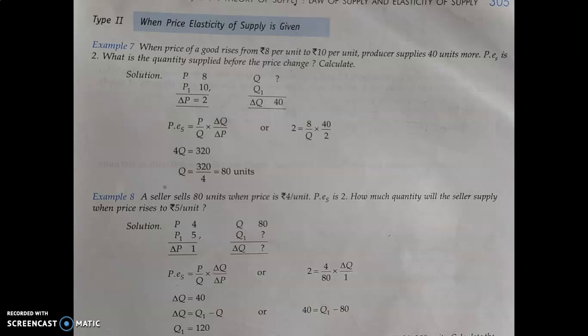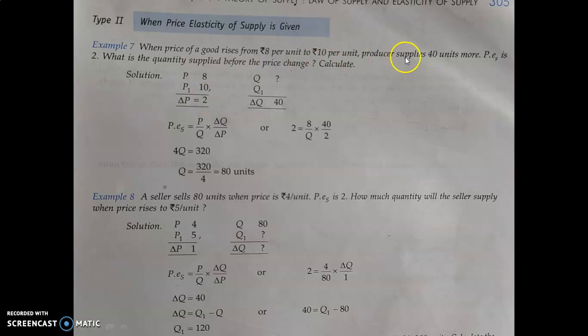We have to calculate Q, and also Q1, then delta Q. So here P is equal to 8, that is the old price is equal to 8. Then it changed by 10%, that is 10 per unit. Rupees 10 per unit is the new price, that is P1. So delta P is equal to 10 minus 8, that is 2.